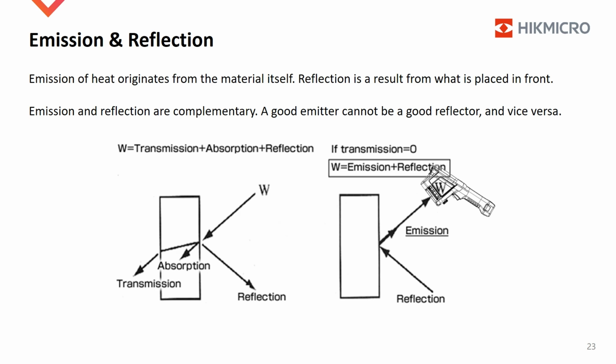Then, the absorbed energy would totally emit. That means absorption equals emission. Therefore, the energy from a stable object is the sum of emission and reflection from the object. The reflection is actually the surrounding energy reflected by the object. We can see emission and reflection are complementary. That is to say, a good emitter cannot be a good reflector, and vice versa.